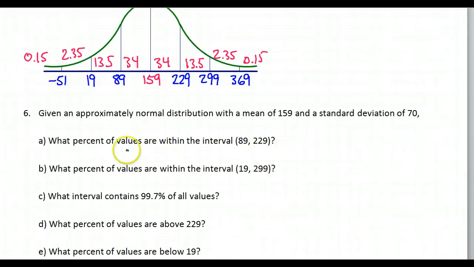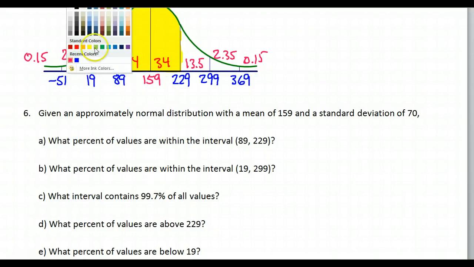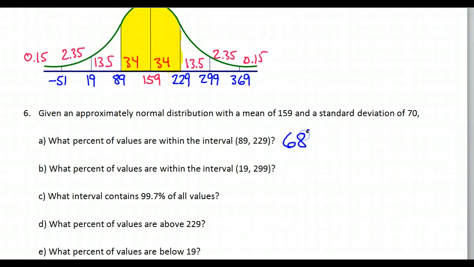Okay, let's see what we've got. So, my friends, what percentage of the values are within the interval 89 to 229? Well, that's my good old 1 standard deviation from the mean. So of course that is 68% of the data. What about 19 to 299? Well, that's 2 standard deviations in both directions. So that is going to be 95%. All right, we've memorized that.